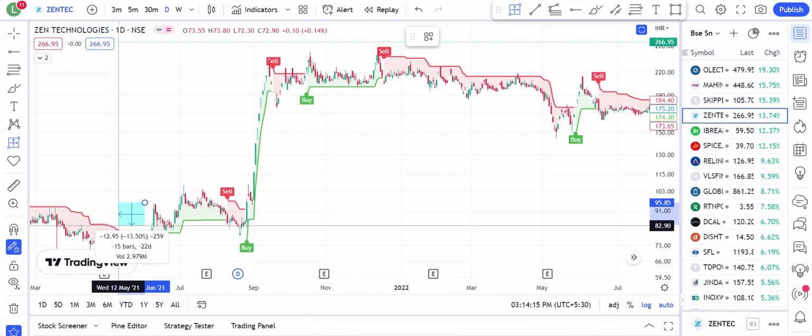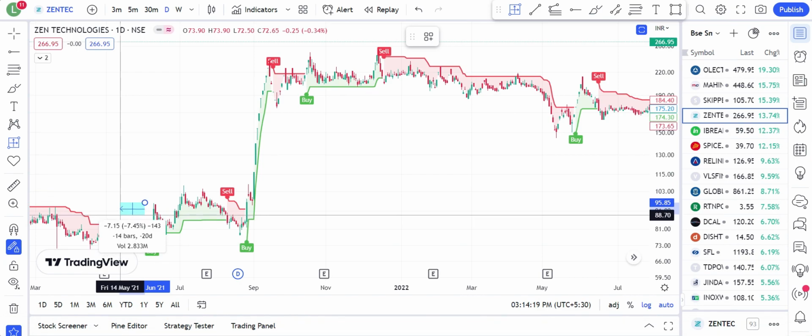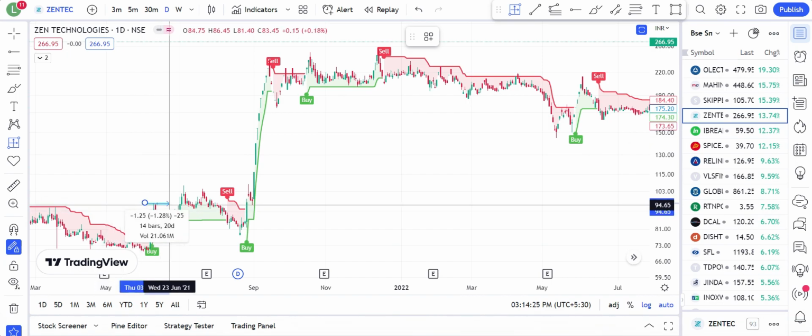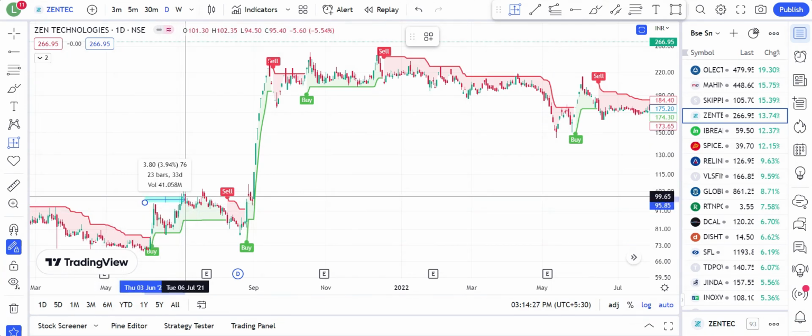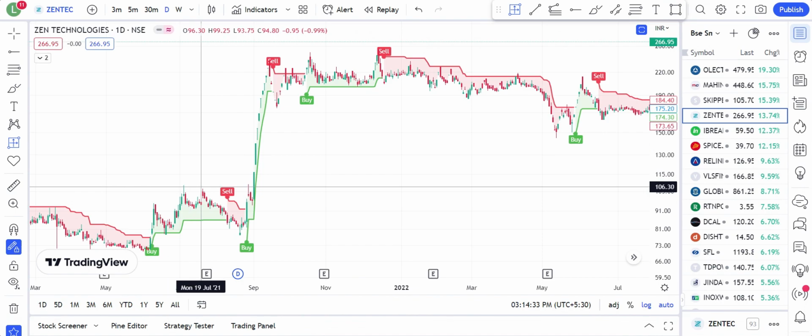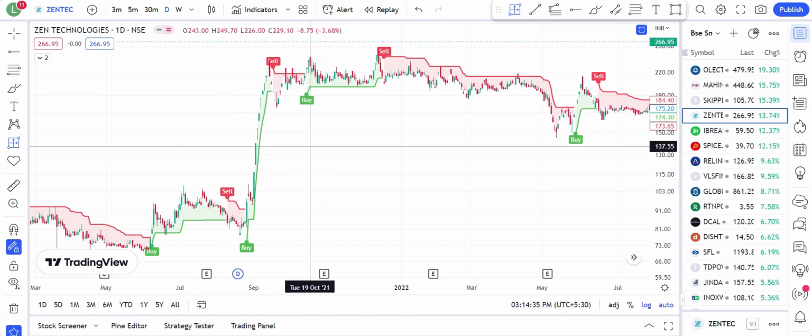Buy has been given here. You put a 5% stop loss somewhere around here. See, it is very volatile. 5% is very less. Okay, 5% is stop loss. It broke around here. It went to 10, 12%. You got out, right?